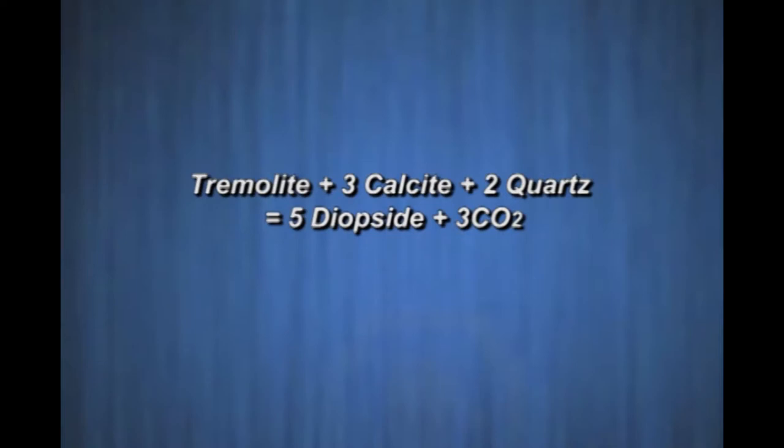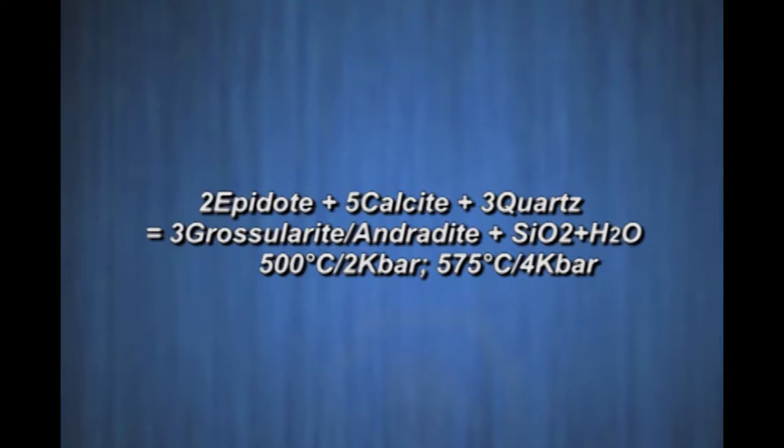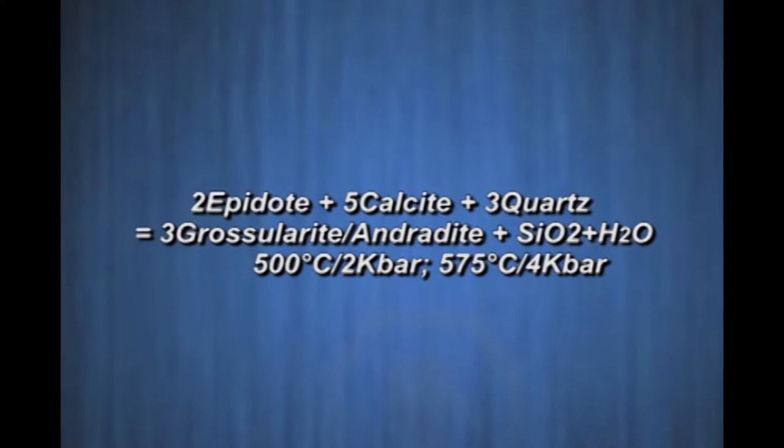Presence of staurolite along with kyanite is diagnostic of this facies. Staurolite appears in rocks that are richer in Al2O3 and FeO and poor in alkalis, as shown by Hoschek 1967. Important reactions: in impure calcareous rocks, diopside and grossularite form by the following reactions. Reaction number 4, that is tremolite plus 3 calcite plus 2 quartz give rise to 5 diopside, 3 CO2. Reaction 5, epidote plus quartz give rise to grossularite plus anorthite plus 2 water. And reaction number 6, 2 epidote plus 5 calcite plus 3 quartz give rise to 3 grossularite/andradite plus SiO2 plus water, which occur at 500 degree centigrade 2 kilobar, 575 degree centigrade 4 kilobar by Nitsch 1973.